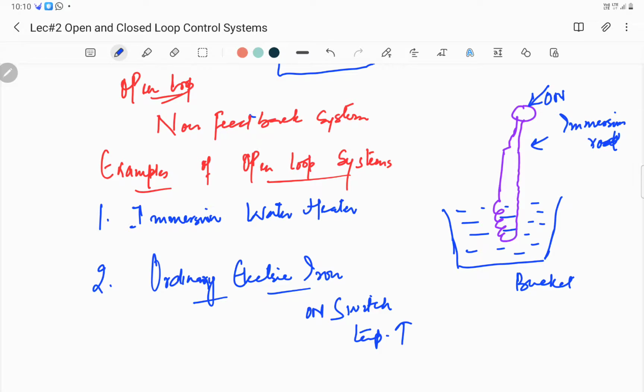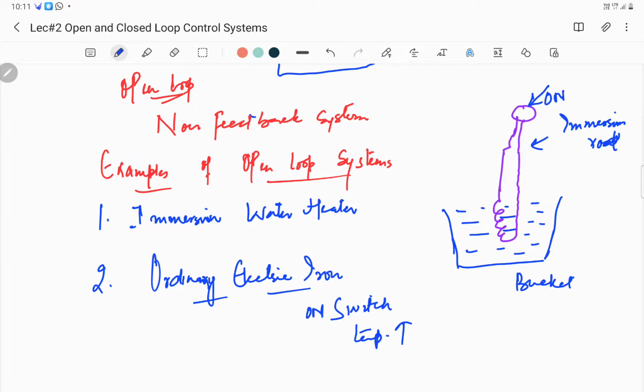The input, for example, in both the cases, be it an electric iron or the immersion rod, is an electric signal. The primary motivation in both the cases is to produce heating, or the temperature rise is the desired output. But because there is no feedback from the output to the input, the input never stops. It continues to provide electric energy to the system, which is not a very good option.